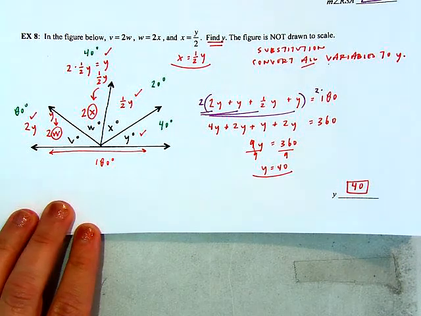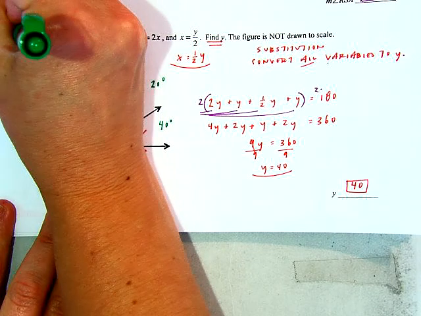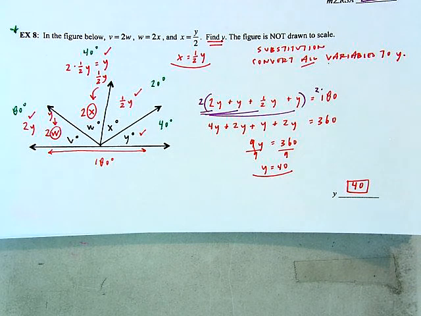So this problem is a little bit of a stumper. I'd probably put a little star next to it. You might want to watch that video one more time to make sure you understand how I'm using substitution to convert all variables to y.